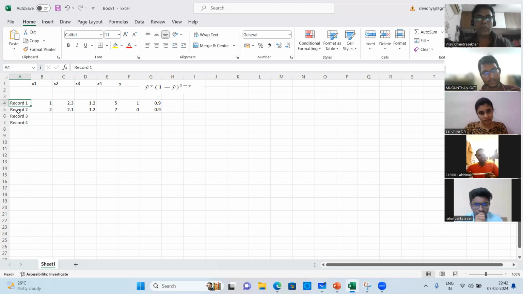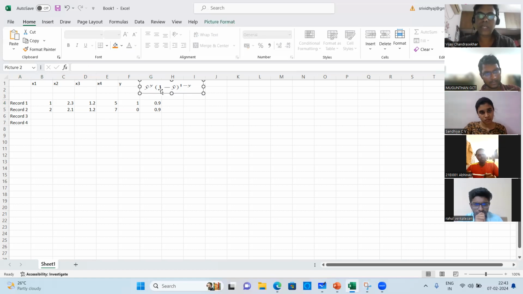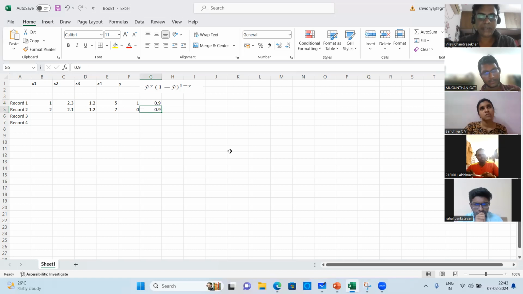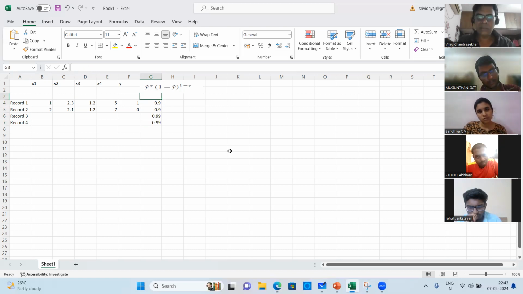Now I know the probability. This probability is 0.9. This probability is 0.9. The third one is 0.99. The fourth one is 0.99. Now what do I want? Given the W's, I want to ensure that when I pick all these 4 records, the occurrence of this probability is maximized. So what would I do?